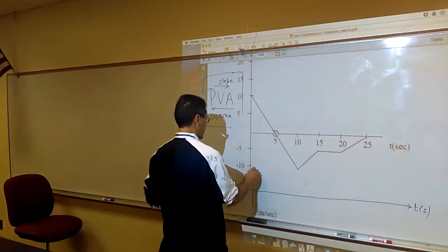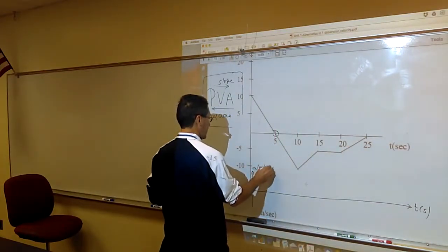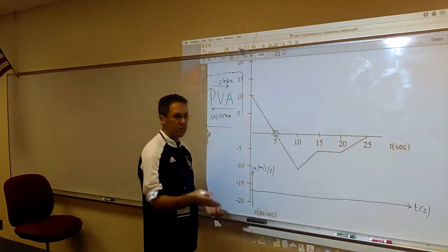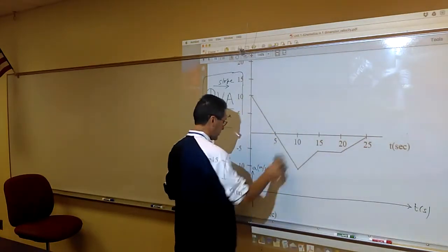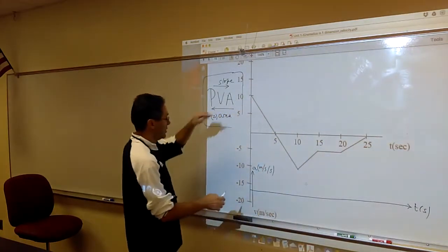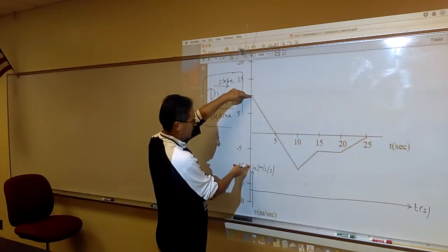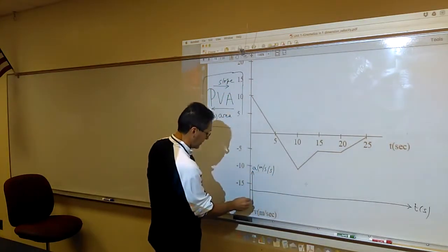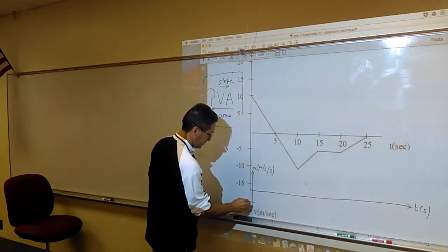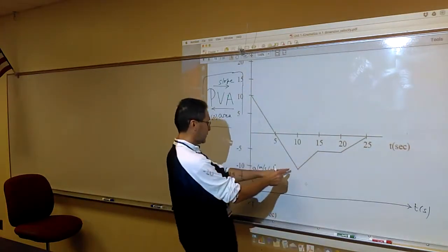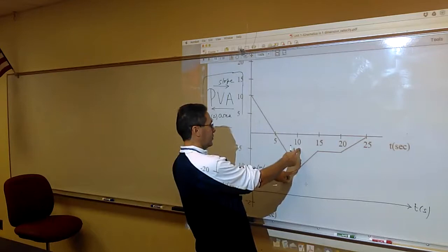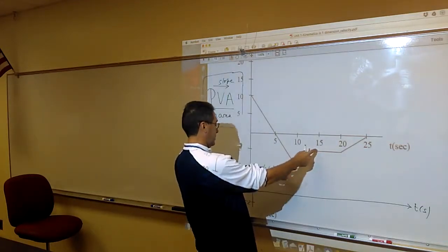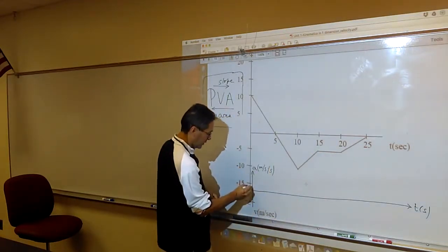And be careful, not everything is in meters all the time. Not everything is in seconds, so you have to just read the problem carefully. Now the slope here is a drop of 20 over 10 seconds, so that's negative 2. In here, it's a rise of 5, and you do that over 5 seconds, it looks like, right? So that's a positive 1.